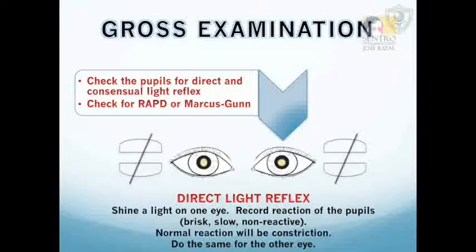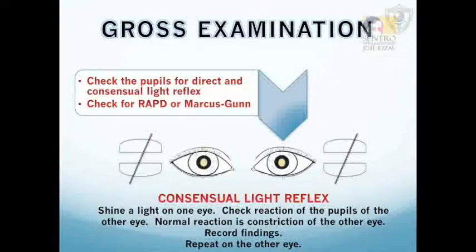Check the pupils for direct and consensual light reflex. When checking for the direct light reflex, shine the light on one eye and record the reaction of the pupils. The normal reaction will be a brisk constriction. Check also the other eye. When checking for the consensual light reflex, shine the light on one eye. Check the reaction of the pupils of the other eye. The normal reaction will be brisk constriction of the other eye. Record your findings, and repeat on the other eye.